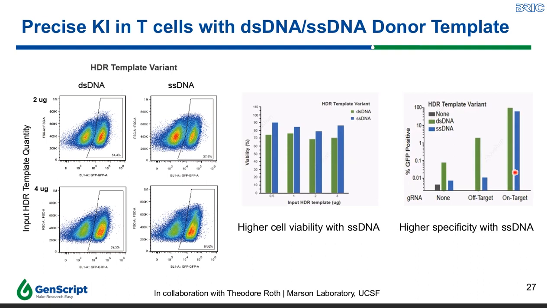Additionally, while the ssDNA can achieve a similar on-target rate as the double-strand DNA, it could actually reduce the off-target rate much better and more efficiently compared to the use of the double-strand DNA as a donor template.